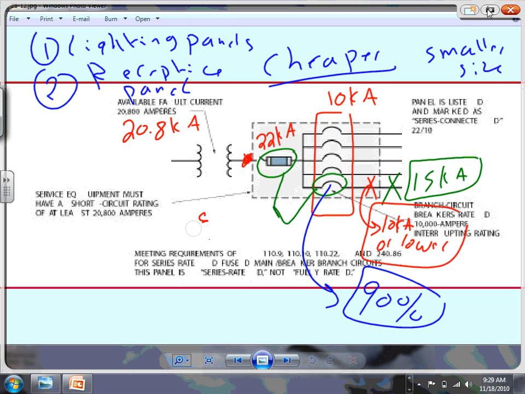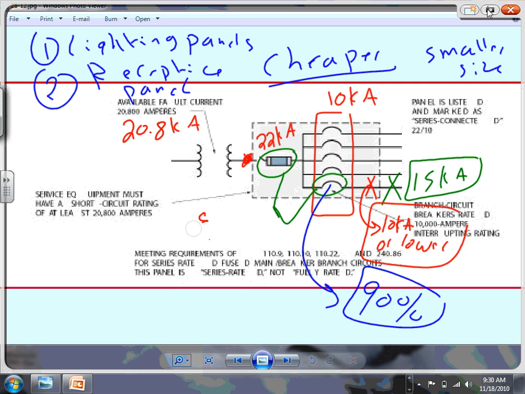If this is a QO circuit breaker, and in a panel series rated, you cannot change it with a QP or a Homeline. You have to change it. That's a drawback. If it's series rated, you have to add the same type of circuit breaker. Big deal, I add it anyway. So it's not really a big issue.